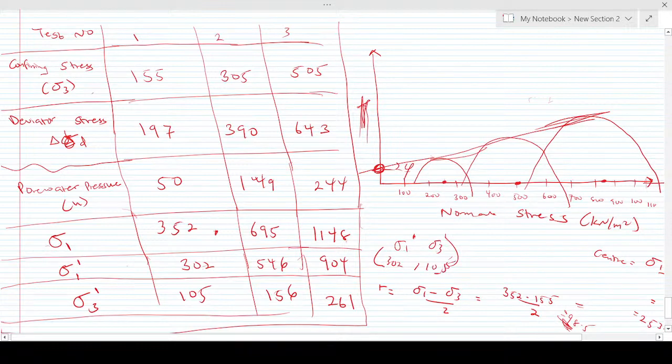So again, you find the center. So 302 plus 105 divided by 2. That gives 203.5. So 203.5 will be somewhere around this point, right? Then you find the radius, which is 302 minus 105 divided by 2. That gives 98.5 as well. So you stand here, open 98.5, then you draw an arc. That arc is going to pass through 105 and 302. But this time I'm going to use short dash lines. So you're going to get something like this.